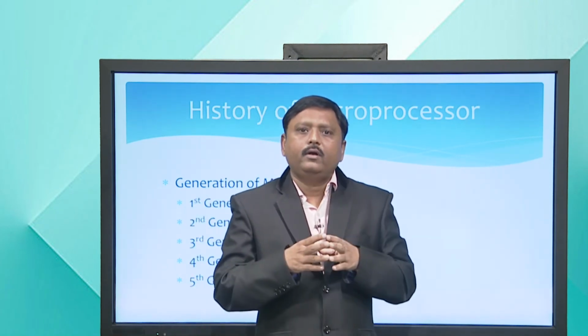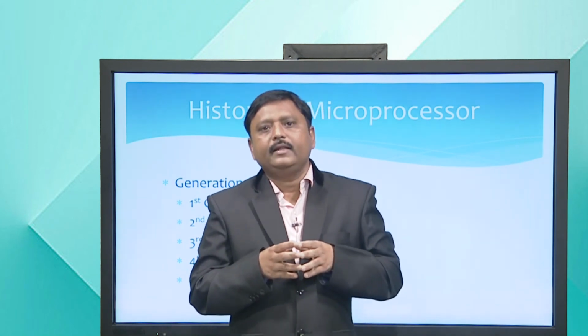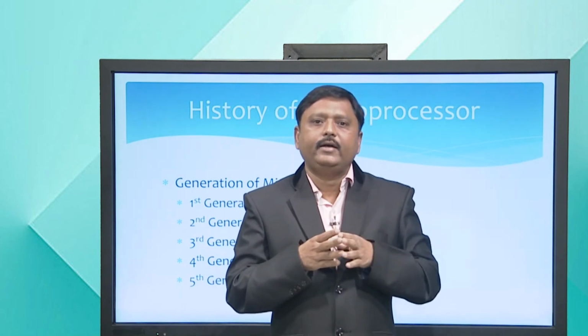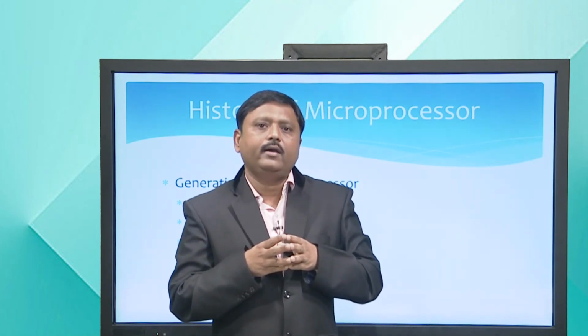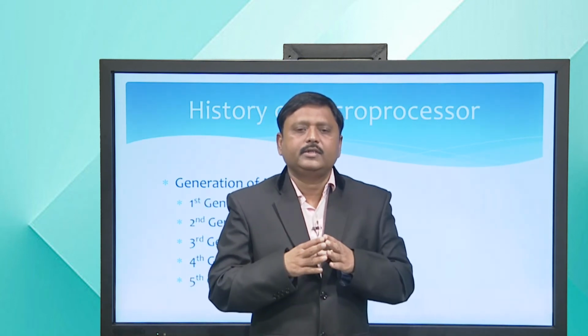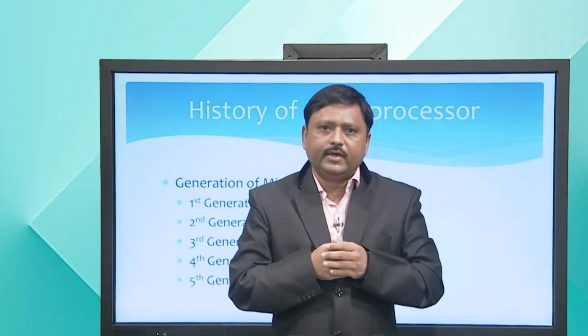Not to be outdone, Motorola came out with the 68000, their 16-bit processor. Zilog released the Z8000, again a 16-bit microprocessor. These are the most popular 16-bit processors. Now, next is the fourth generation.